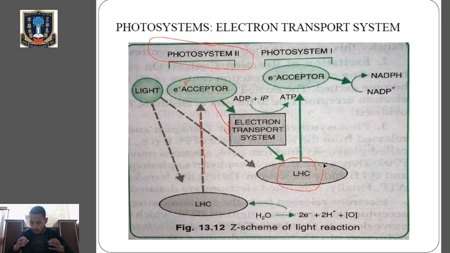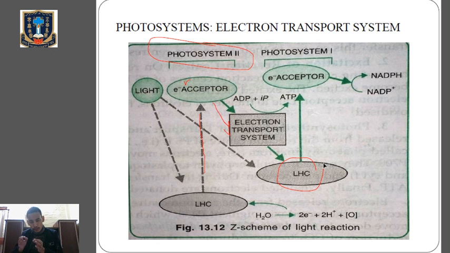Now once it receives this light, the electrons become excited in the PS2 reaction center. The electrons jump from the atomic nucleus and are received by the electron acceptor, and those electrons move through the electron transport system. While moving downhill through the electron transport system, the electrons will not be utilized, but will be absorbed by the pigments of photosystem 1.